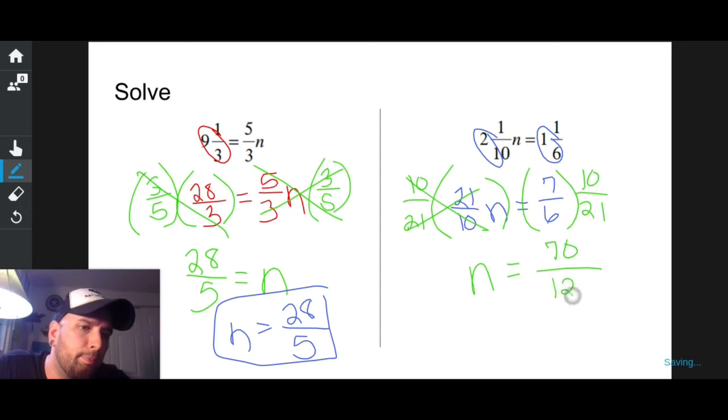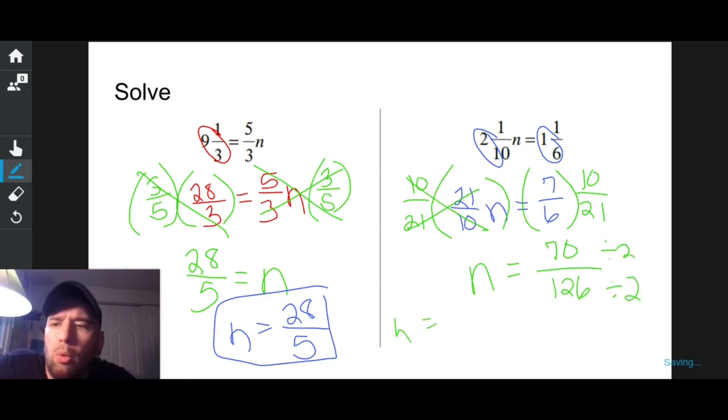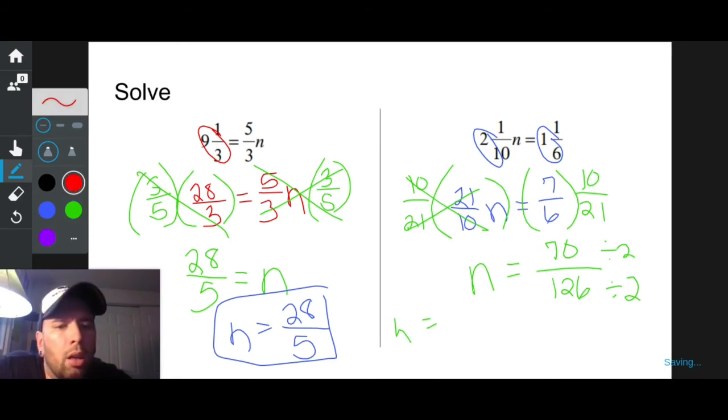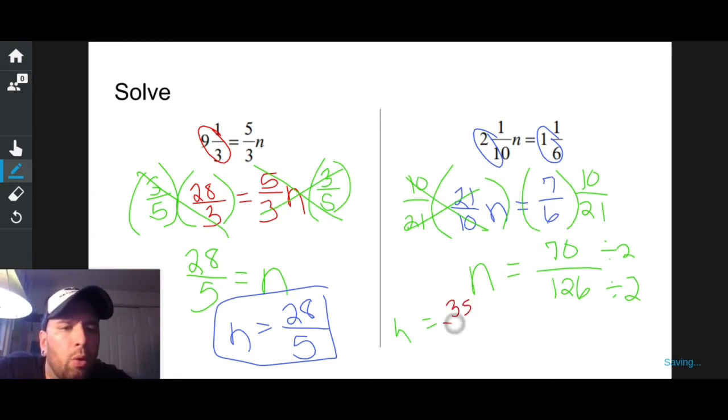Over 126. And it looks like I can divide the top and the bottom at the very least by 2. So let's start with that. I'm simplifying if you're wondering what I'm doing. I'm dividing the top by 2 and I'm dividing the bottom by 2. That gets me n equals 35 over 63.